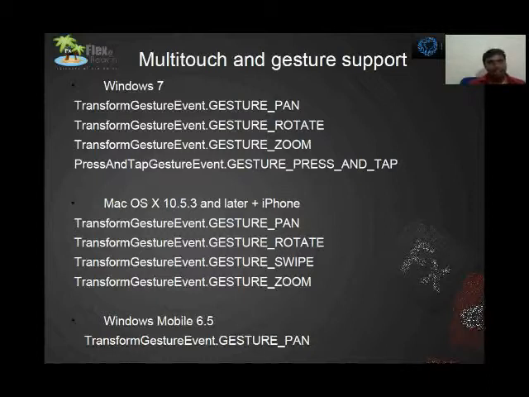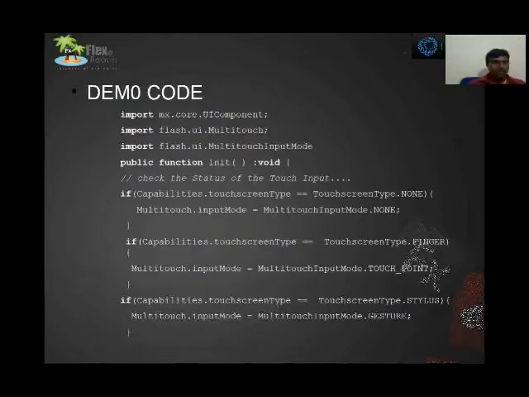And code. First we need to import the multi-touch API, that is flash.ui.multitouch. This is an API we need to import. If you want to run this code, we need to have Flash 10.1. This is a major important one. Also, the second thing is that the operating system needs to support multi-touch. Then just initialize this program.